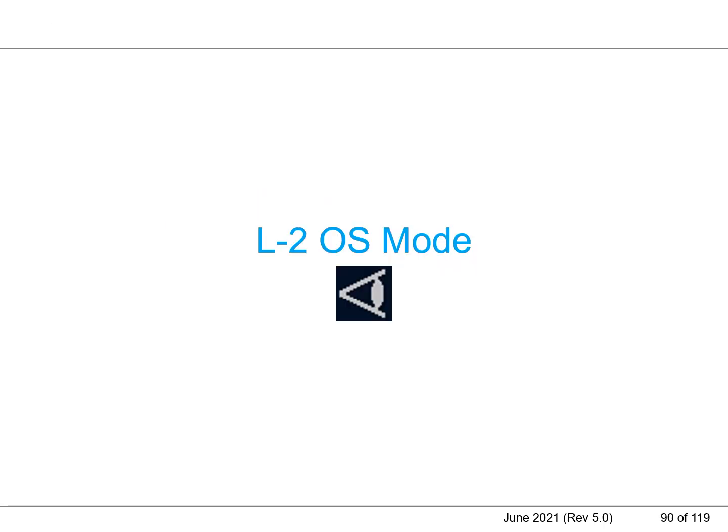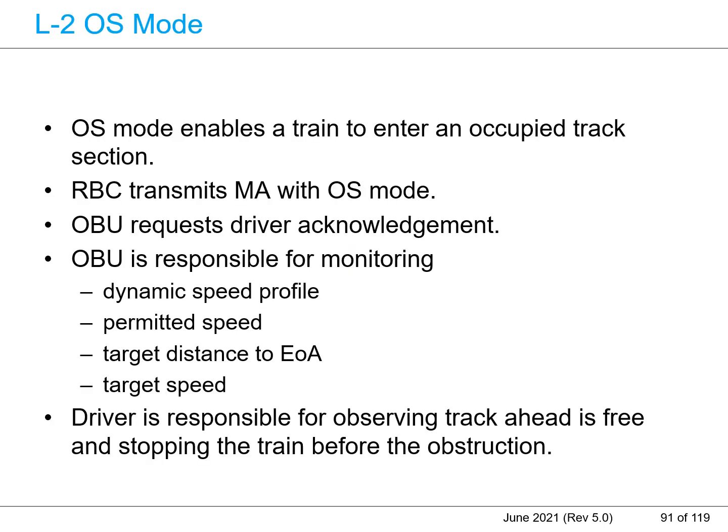Next section will walk through the on-site mode, OS mode operation on the ETCS Level 2 line without trackside signal. OS mode is applicable to the calling on class route, the permissive shunt class route, the occupied route, or the degraded route. OS mode enables a train to enter an occupied track section.